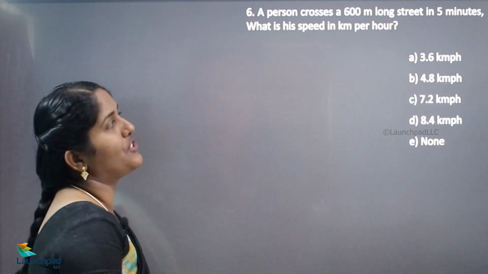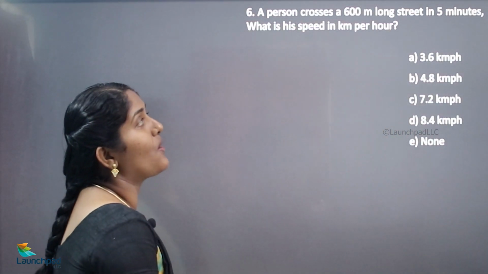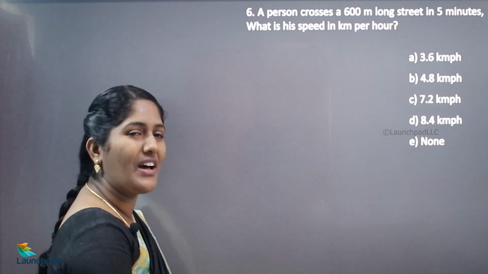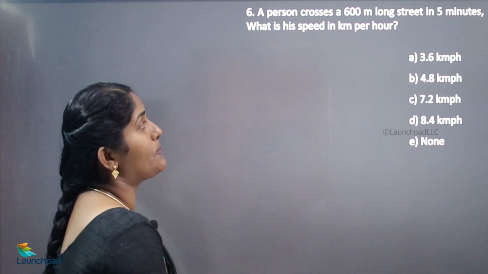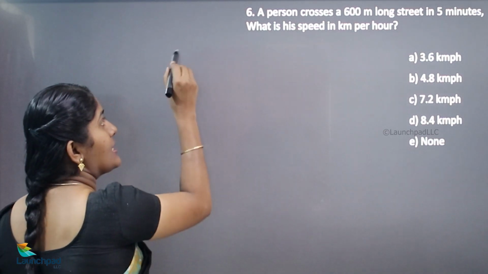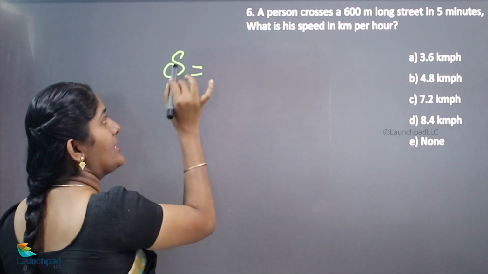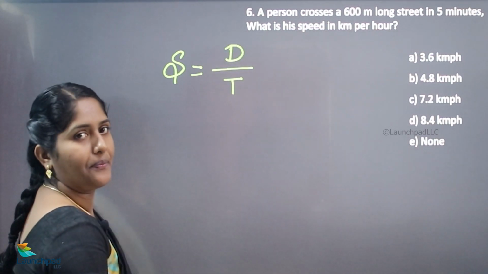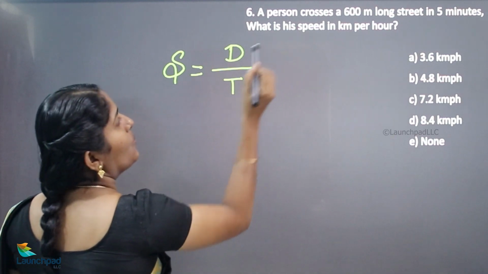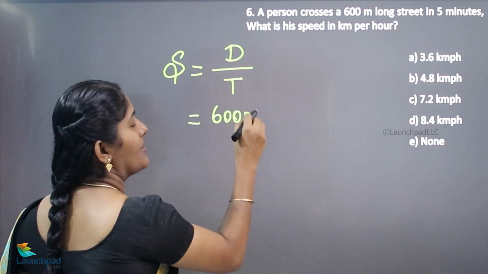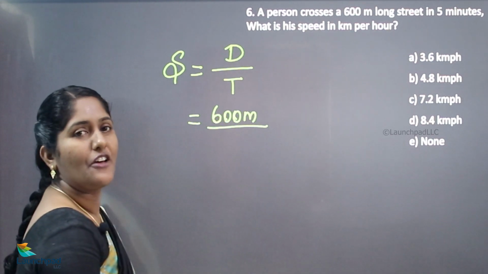This is your next question. A person crosses a 600-meter long street in 5 minutes. What is the speed in kilometer per hour? First of all, the speed calculation is distance divided by time taken. Here, distance is 600 meter and time taken is 5 minutes.